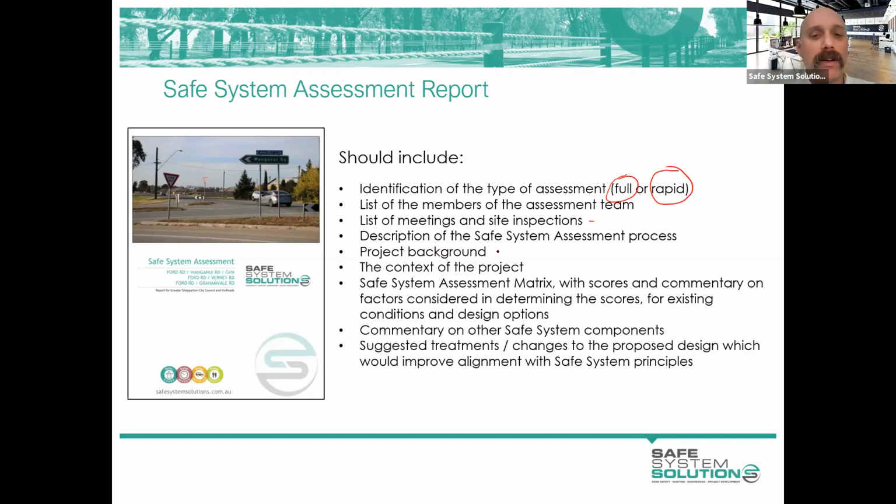The background of the project and the context, which you've got from those qualitative initial scope context questions, and the matrix with the scores and commentary on the factors. So it's no good just to put numbers in there. You need to justify and explain, and you do that for all of your design options.